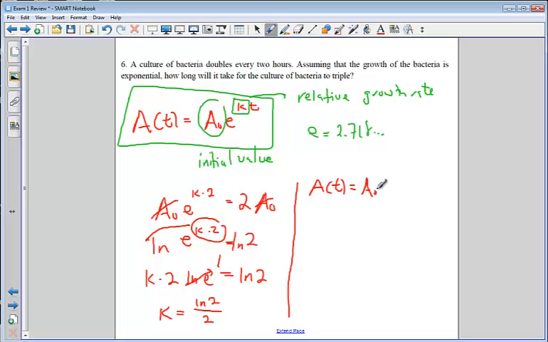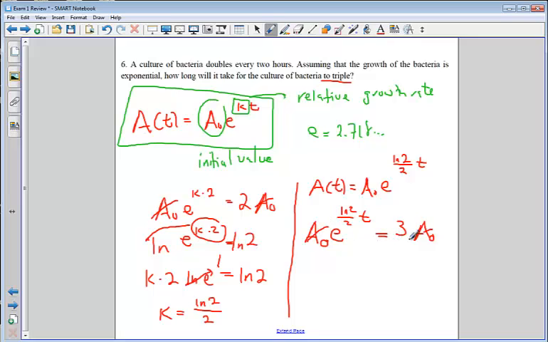I don't know the starting value, but now I know k, so I have e to the ln of 2 divided by 2, all times t, in the exponent. Now it says, how long will it take for the culture of bacteria to triple? So I'm going to pretend that t is the tripling time. So I have a naught times e to the ln of 2 divided by 2, and now t is not a variable anymore. I'm going to pretend t is the actual time it takes to triple. And so if t is the time it takes to triple, I don't have just a naught left, I now have 3 times a naught.